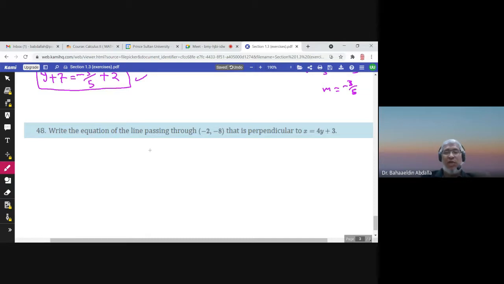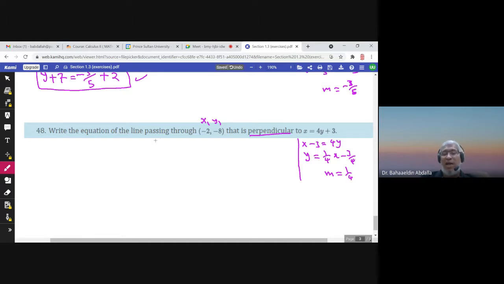Write the equation of the line passing through this point. I'll call it x1, y1. That's perpendicular to this line. Well, perpendicular means the product of their slopes is -1. I should write this in the point slope form. So I have 4y here, so keep it here and bring 3 to the other side. Then divide by 4, so I'll have 1 over 4 x minus 3 over 4. So the slope of this line is 1 over 4.